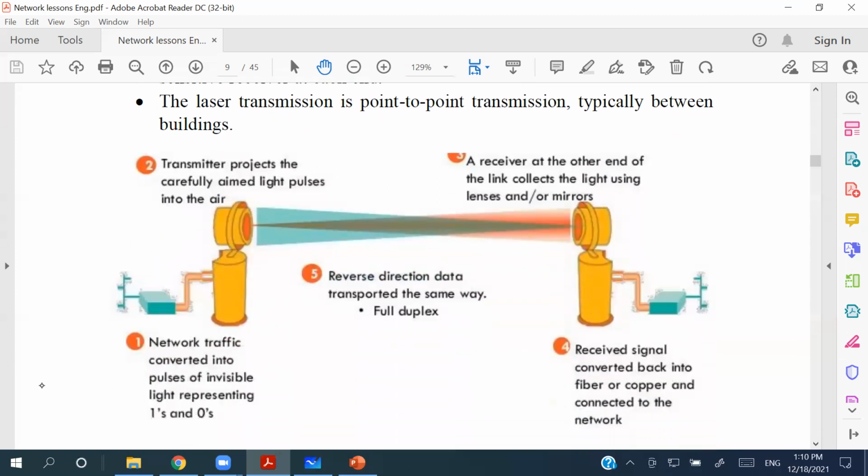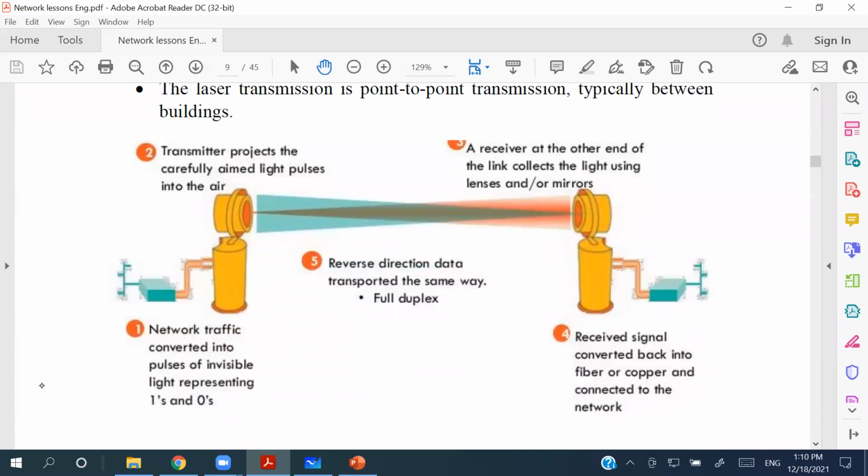So this particular diagram indicates how this is going to happen, right? Network traffic is converted into a pulse of invisible light representing ones and zeros. Then the transmitter projects the carefully aimed light pulse into the air. A receiver at the other end, the link, collects the light using lenses or mirrors, right? So if you want, you can do it in the reverse direction as well and have a duplex communication, right? And then whatever is received will be used.